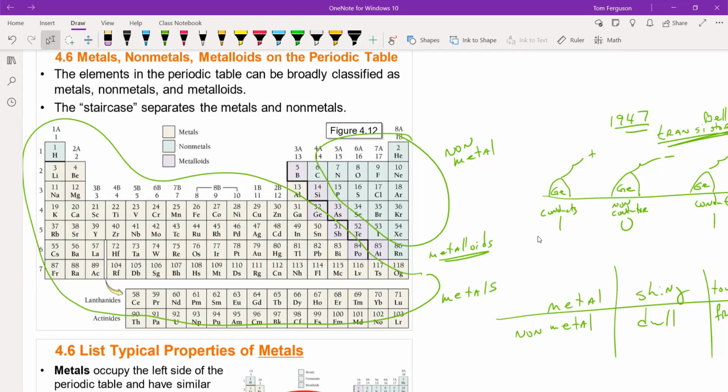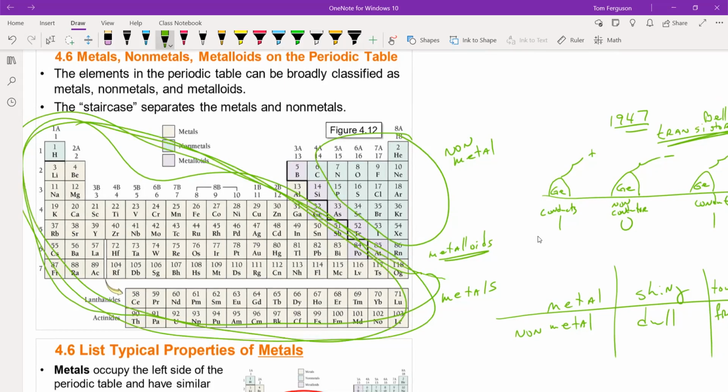Now, on every periodic table, you've got a black wiggly line. That separates the metals from the non-metals. So notice most everything is a metal. We have a few non-metals, and then the ones in between are called metalloids, and there's only a few of those. They're going to be in this purple color.